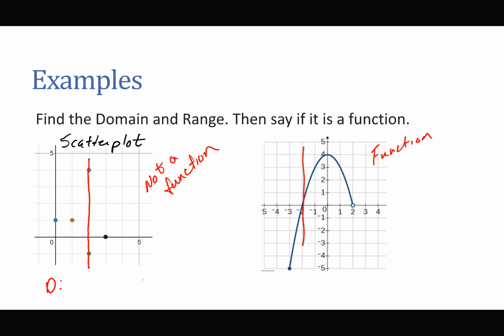Domain of a relation, we're simply going to list out all the x values. So I have an x of 0, I have an x of 1, I have an x of 2 right here, and I have an x of 3 for this point. So 0, 1, 2, 3.